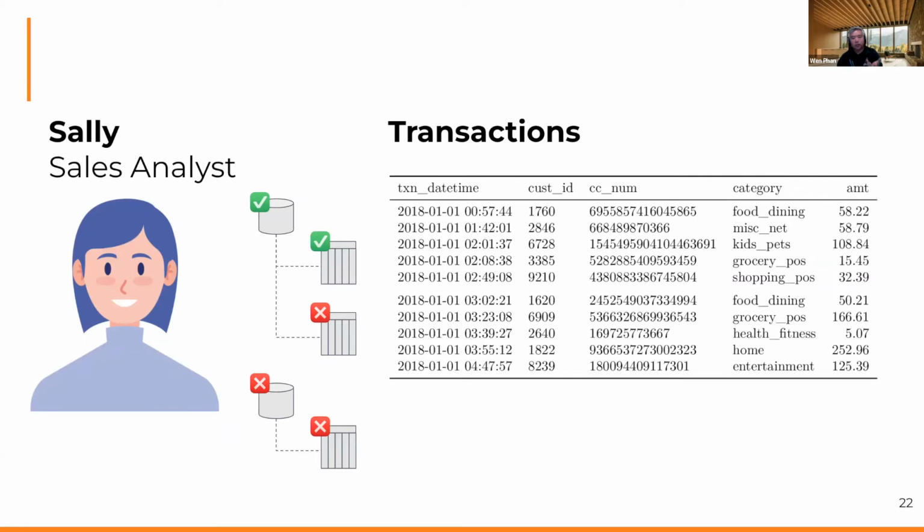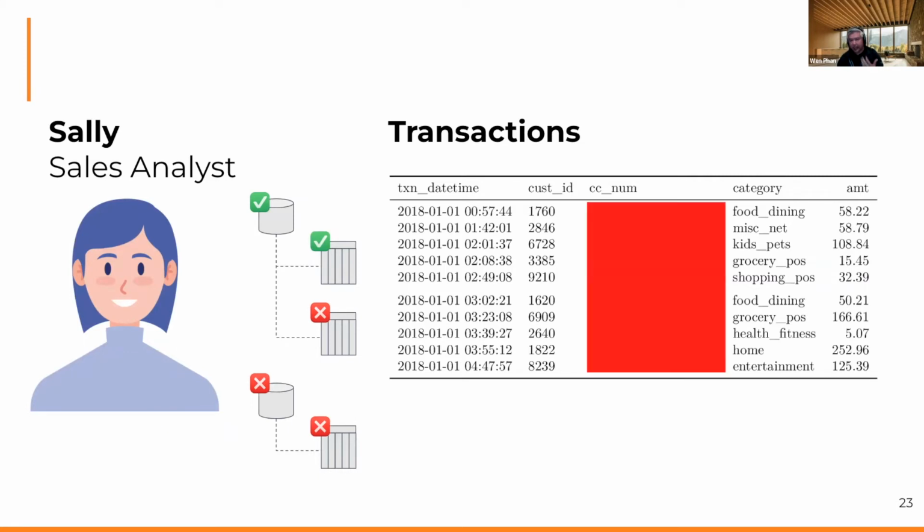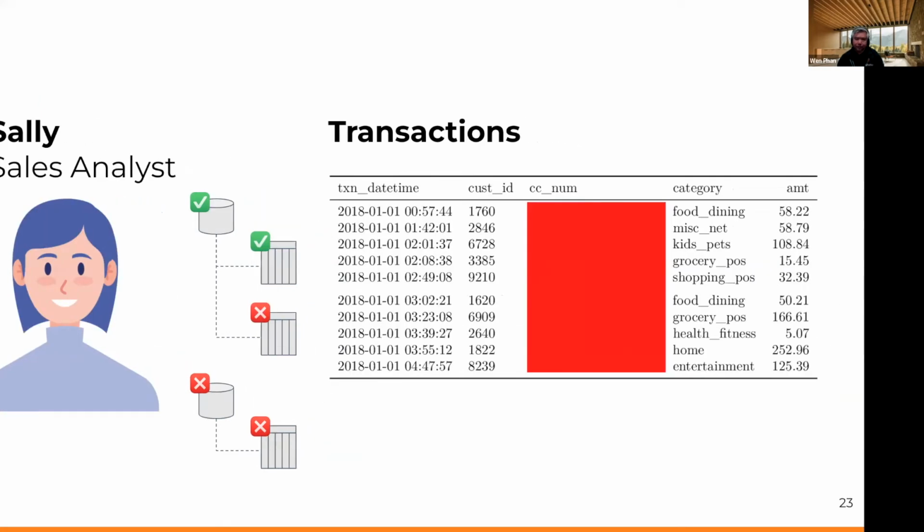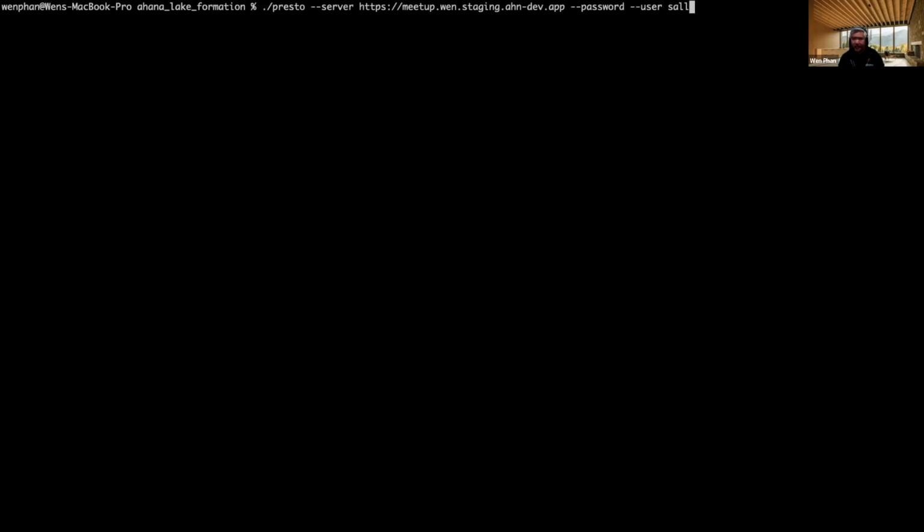So we will restrict sales analysts from seeing that particular column. So not only are we restricting the particular table, but we will go ahead and restrict the particular column, in this case, the credit card number. To do that, I'm going to go ahead and log in, instead of Annie, as Sally. Go ahead and authenticate.